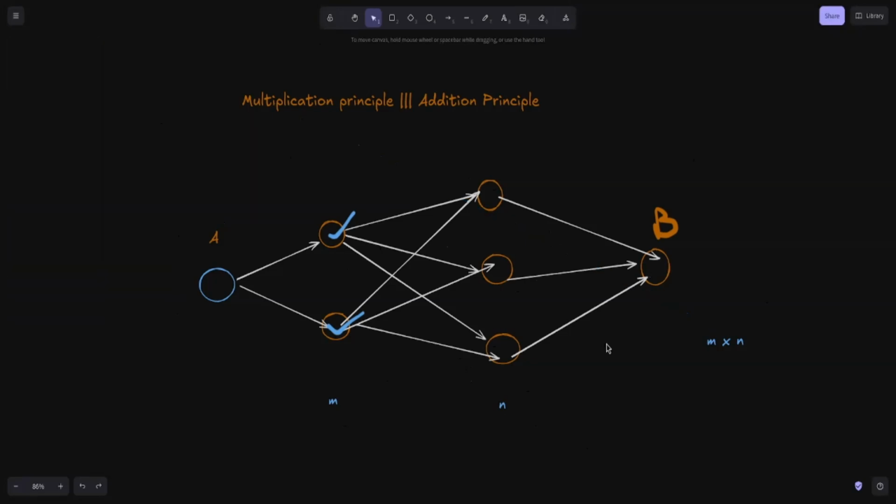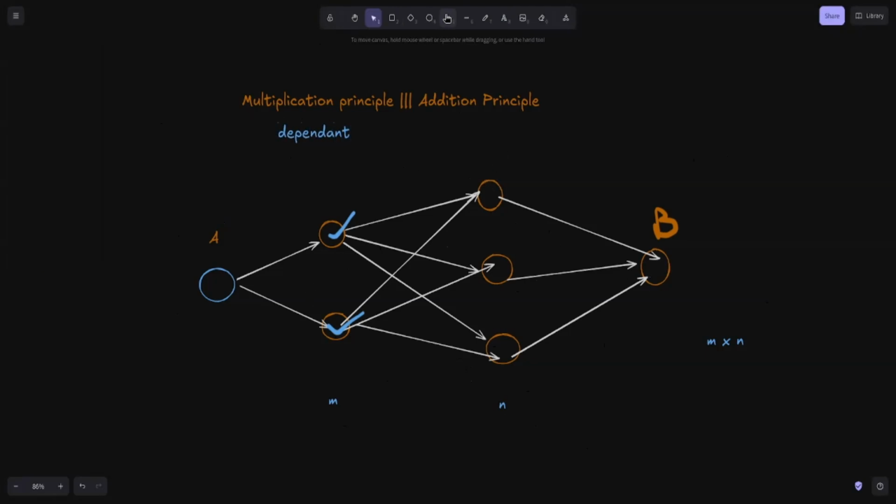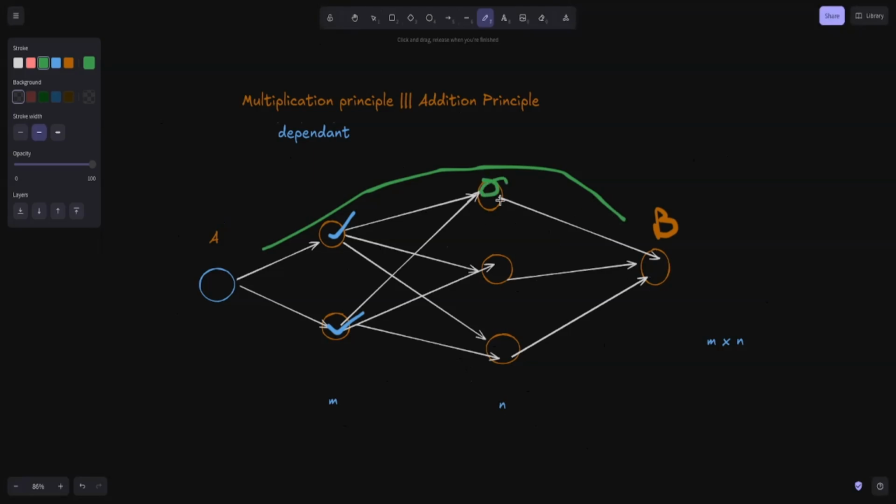So why is it multiplicative? The main word for multiplicative is dependent. This path is dependent. If I choose this path, this is dependent on this one. It's not independent here. That's why we are using the multiplicative principle here. If we go along this path, we have to go back here. So the decision we take here affects the decision that we take here, if you understand. This is how we use the multiplicative way of thinking, nothing else.